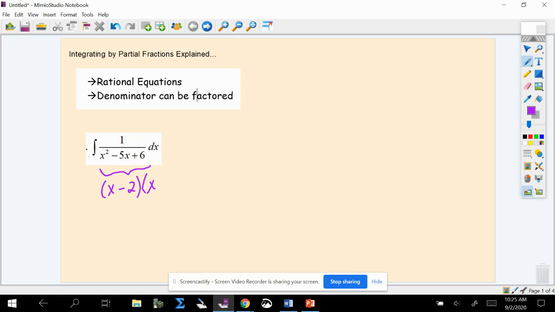When you write your factors, it does not matter the order that you write them in. If you put them in a different order than the person next to you, then your A and B would be flip-flopped, but it's not going to change your final answer. So we're going to break it down into A over x minus 2 and B over x minus 3.